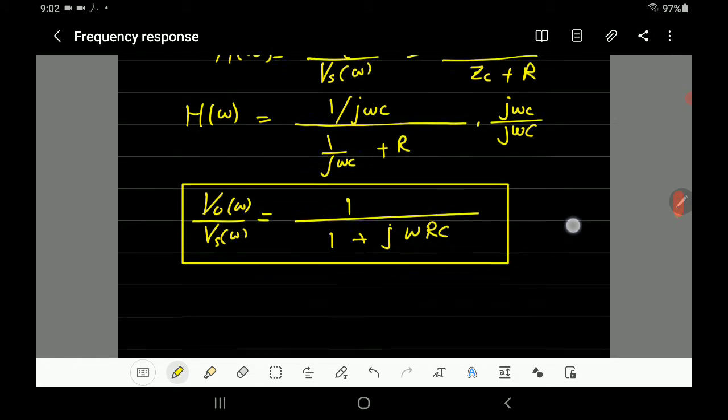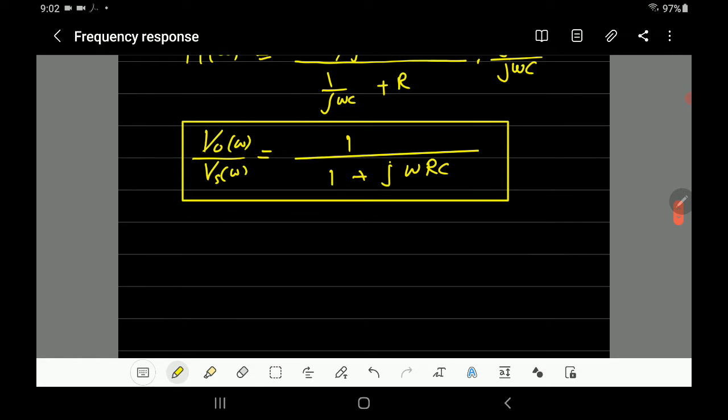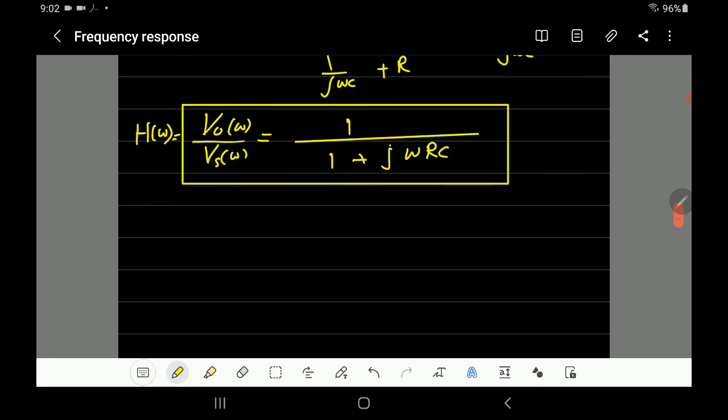Well, the objective is not just to write the equation for the transfer function. The objective is to find how the frequency affects the output amplitude and the output phase. That's our concern. So we need to find the magnitude of H and the phase of H.